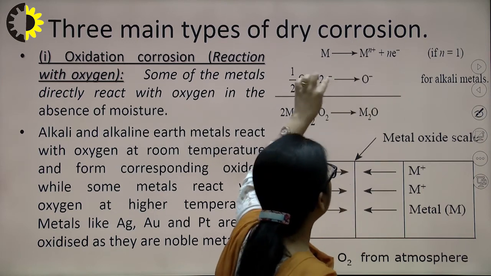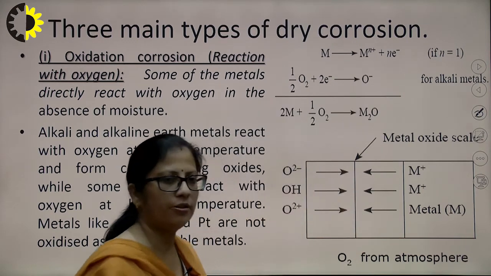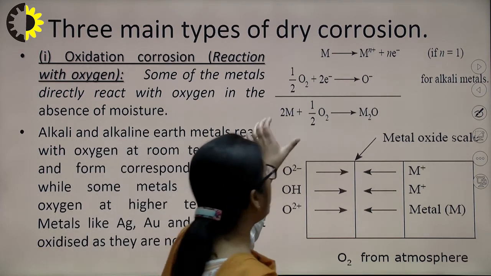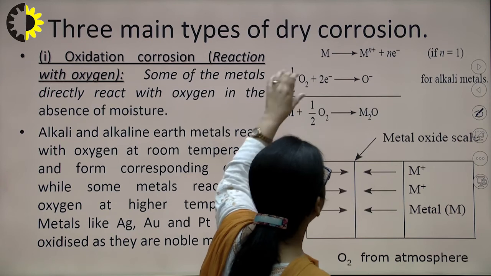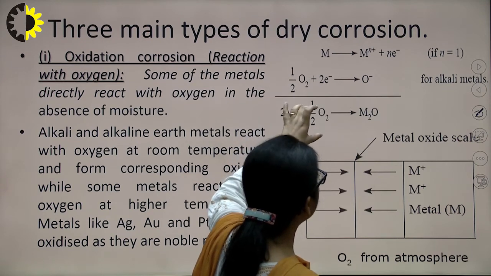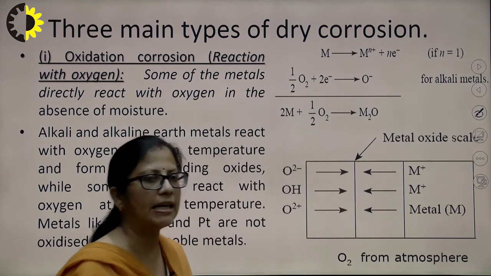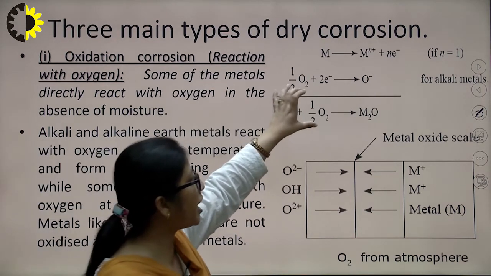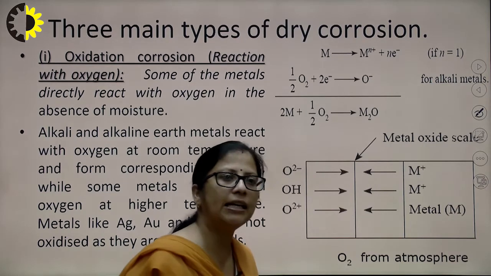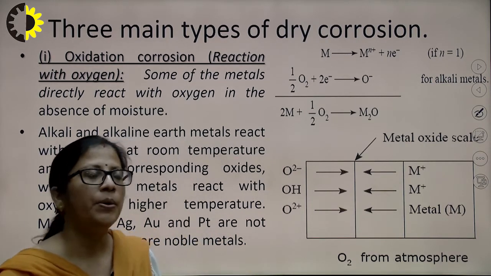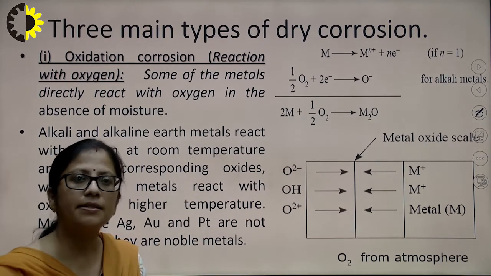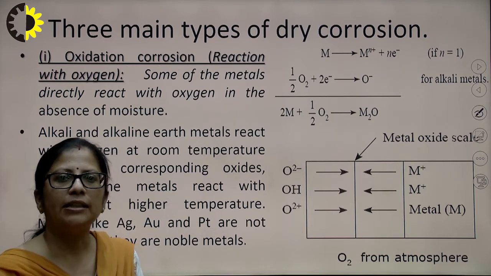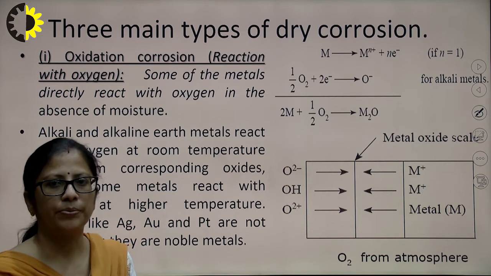These electrons are accepted by the oxygen to form O minus, and the overall reaction is the metal reacting with oxygen to form metal oxides. So, different metal oxides are formed. I have taken this reaction specifically for the alkali metals. Now, there are certain metals which directly react with oxygen in the absence of moisture.